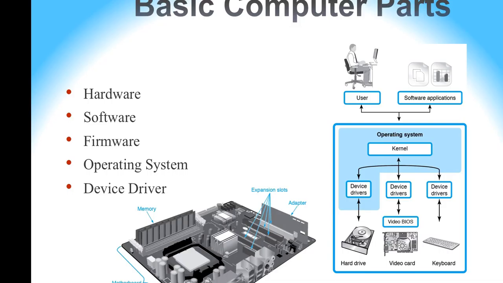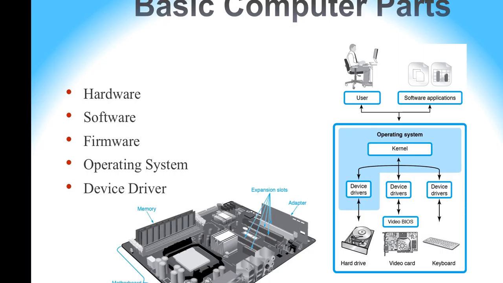So moving on here, we're talking about the basic understanding of computer parts. You have your operating system, your kernel system, your device drivers, your video BIOS, so your basic input output system, your device drivers, your keyboard, your video card, your hard drive, etc. So what is hardware? Hardware is basically anything that you can touch or feel, the physical parts of a computer. So hardware could be the memory. It could be the hard drive. It could be the video card, etc. It could be anything along those lines.